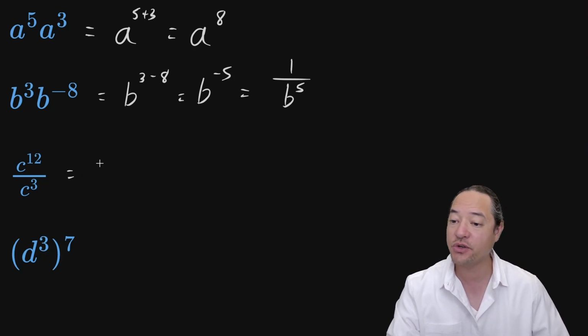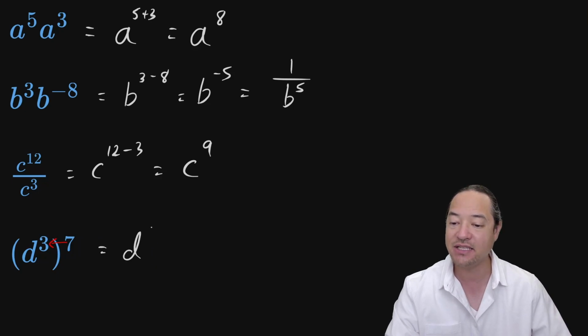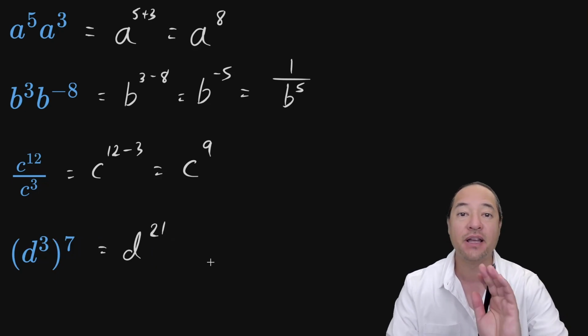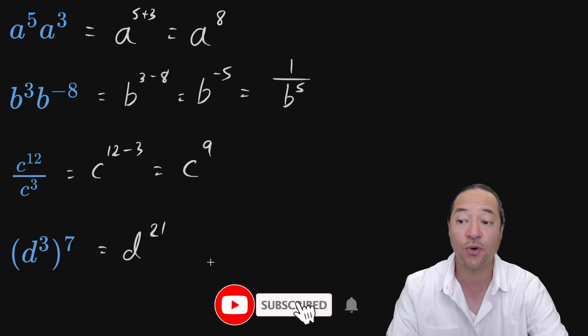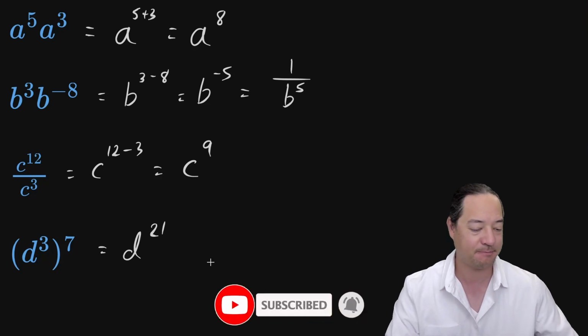This one here is going to be the same as c to the 12 minus 3 power, which is the same as c to the 9th power. And finally, this one here, we have a power of a power, so we have to multiply these exponents together. We're just going to get d to the 21st power. There we go, that's the first four done. Let's do the rest.